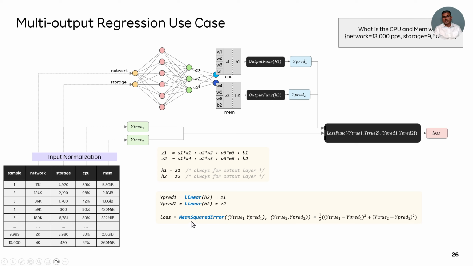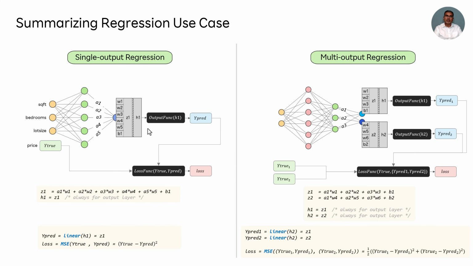There are other types of loss functions as well, for example, root mean square error and so on. So this is how you would solve for the single as well as multi-output regression use case. This is a good summary of it. Key thing to remember: if you have one value to predict, you have one output neuron. If you have multiple values to predict, you have as many output neurons. The output functions are linear functions, and the loss function is mean squared error or root mean squared error, and so on. Now let's look at a demo.